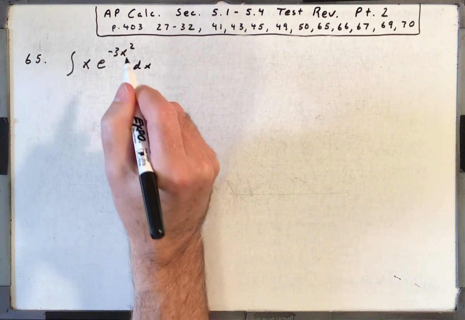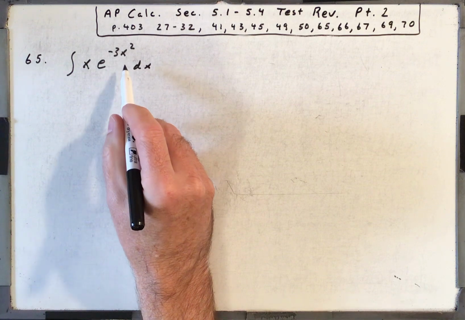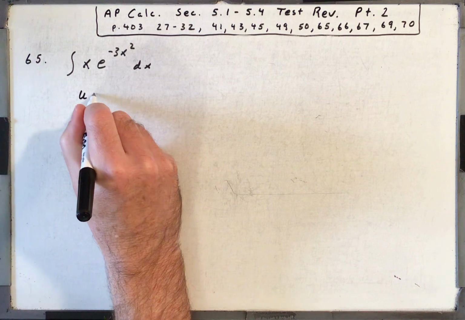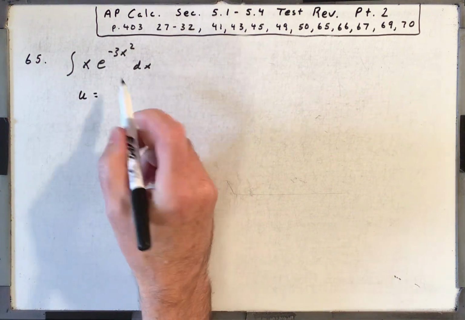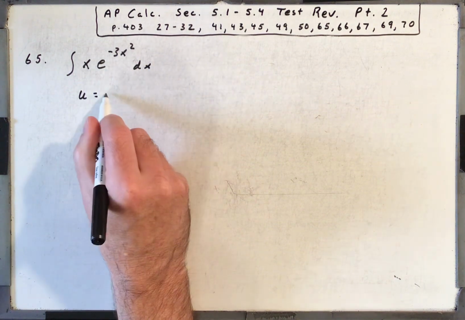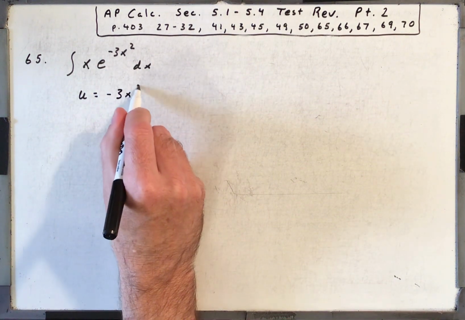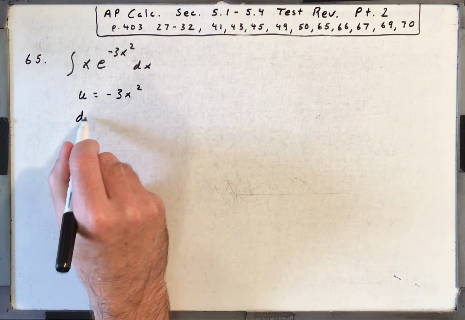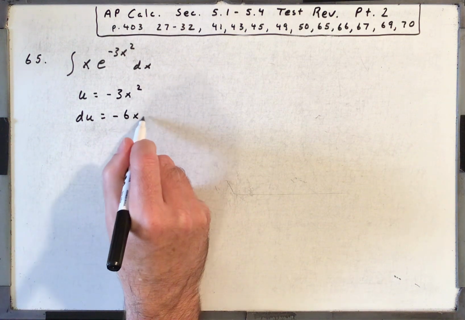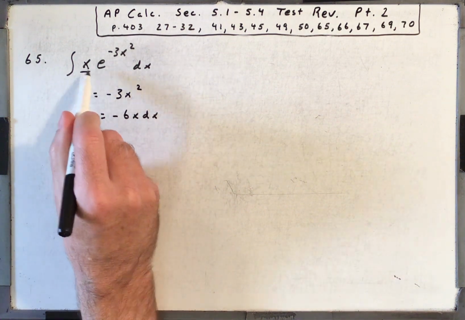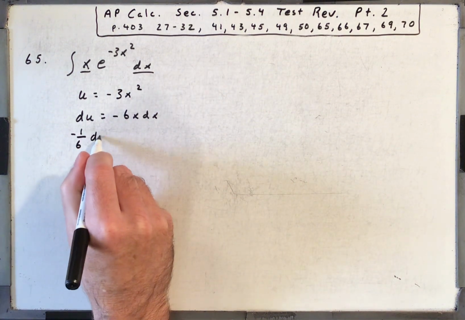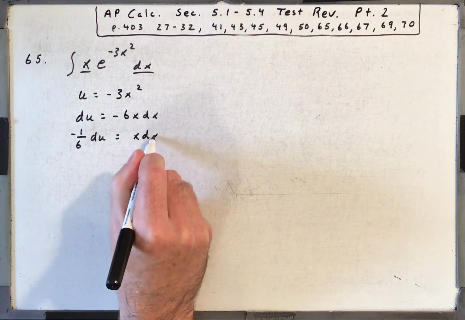Now remember, if you're integrating exponential functions, it almost always involves u substitution. A lot of times you end up with e to the u. A good first start is to use the exponent of the e as u and see what happens. So if we let u be minus 3x squared, then du is going to be minus 6x dx. We want it to just be x dx, right? So minus 1/6 du is equal to x dx.